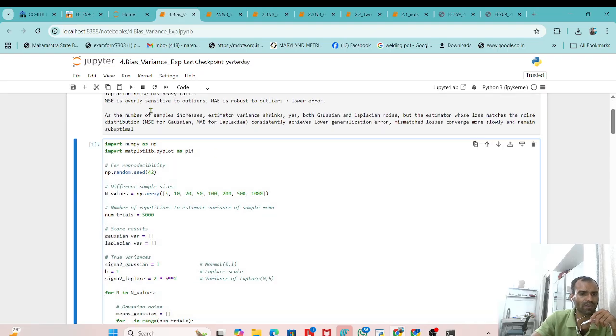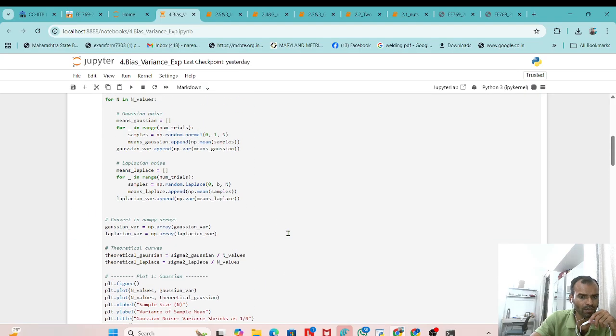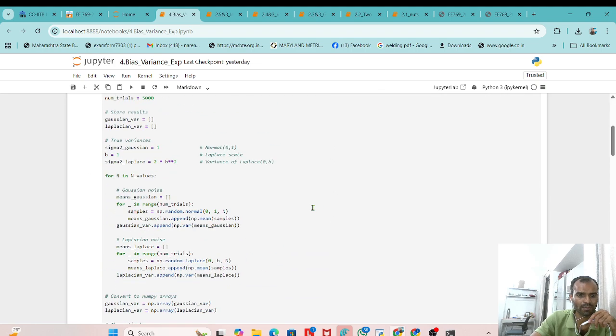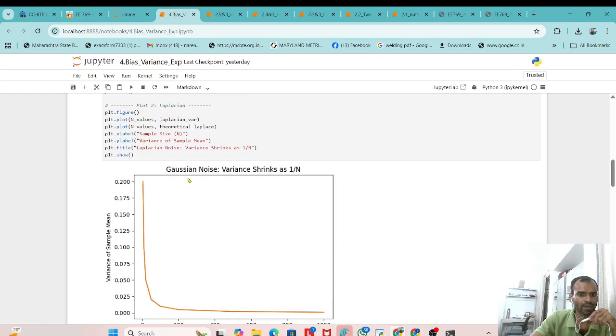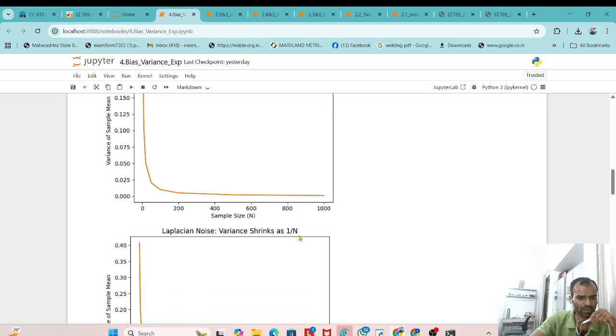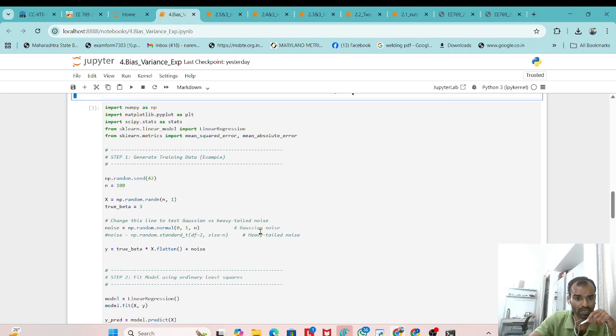If we run this code, then we will get the output. For Gaussian noise, as the sample size is increasing, the variance is going down, right? In the Laplacian also the variance is going down as well. So in both cases the variance goes down, but it converges slowly, right? So you should keep that in mind.